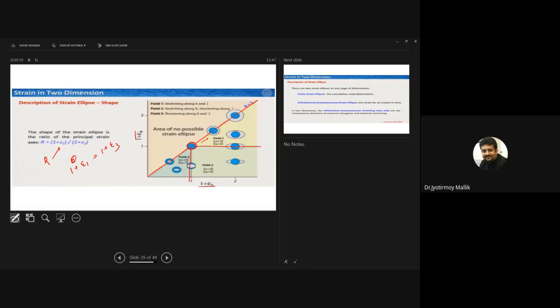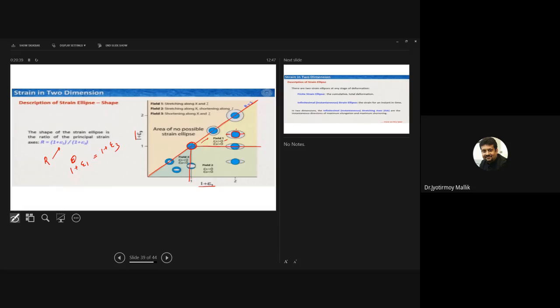Okay. So field one, where epsilon 1 is greater than 0 and epsilon 3 is also greater than 0. Okay. So what I am observing is that this is my initial shape of the circle. In both directions, I have an increment, but in the x direction, I have more increment.